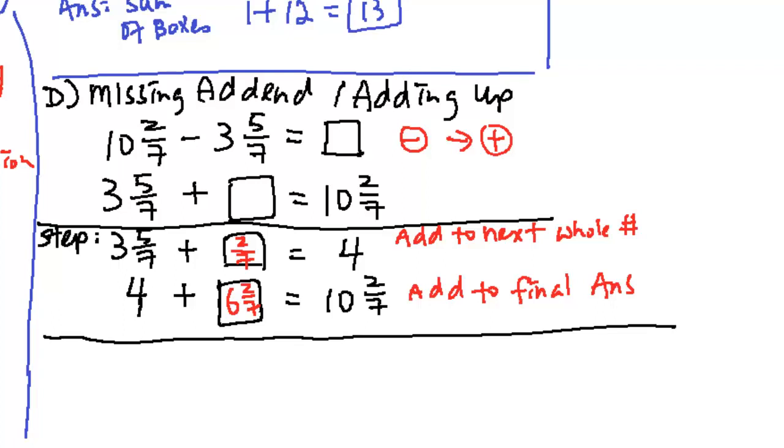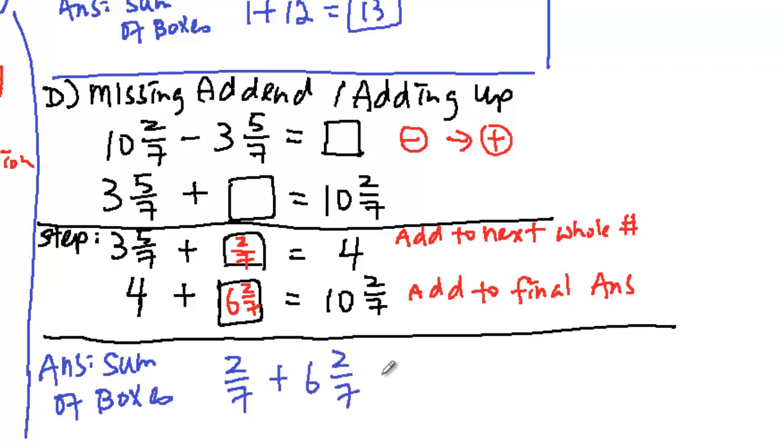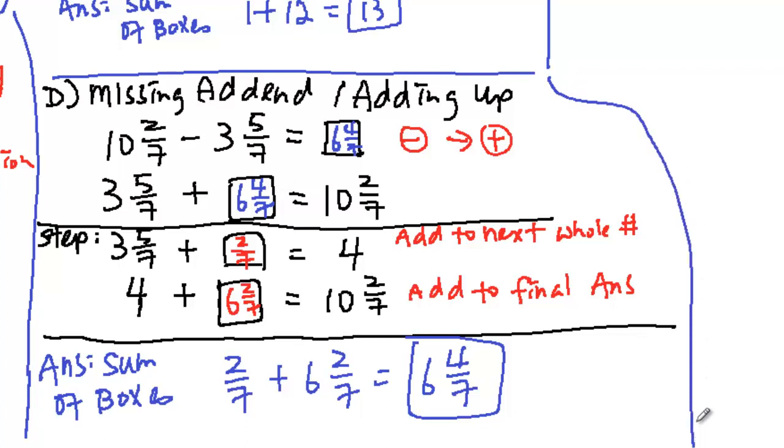Again, your final answer is going to be the sum of the boxes. So you are going to add 2/7 plus 6 2/7, and together you have 6 and 4/7 as your final answer. So we can go back to the top, and this is 6 and 4/7, and this is called missing addend, or adding up, for mixed fractions. You are changing subtraction to addition.